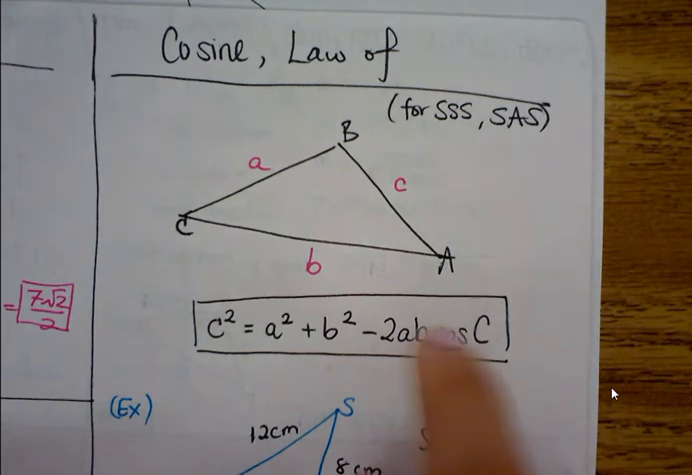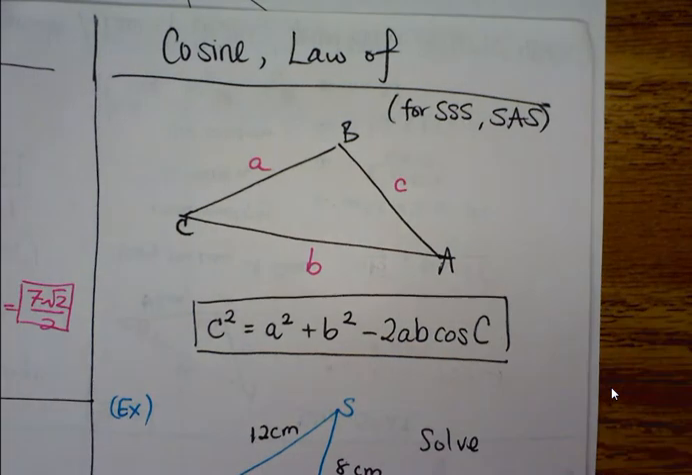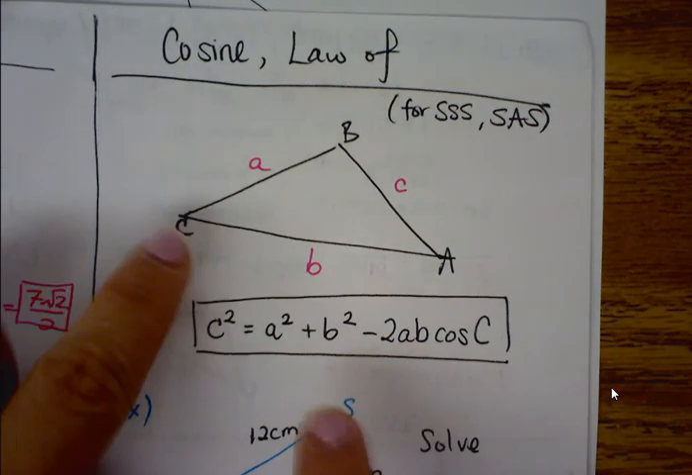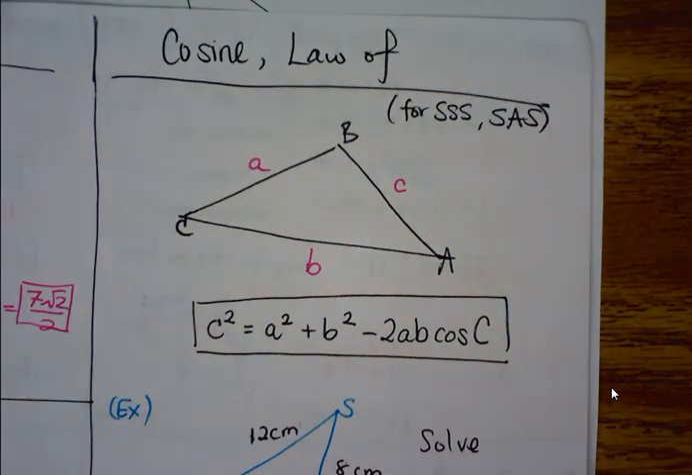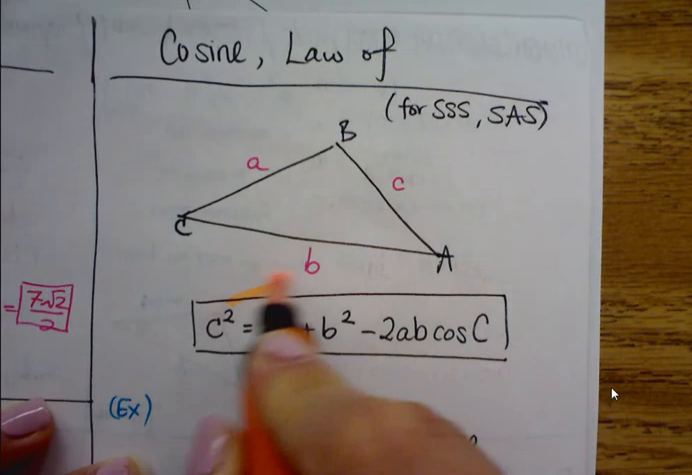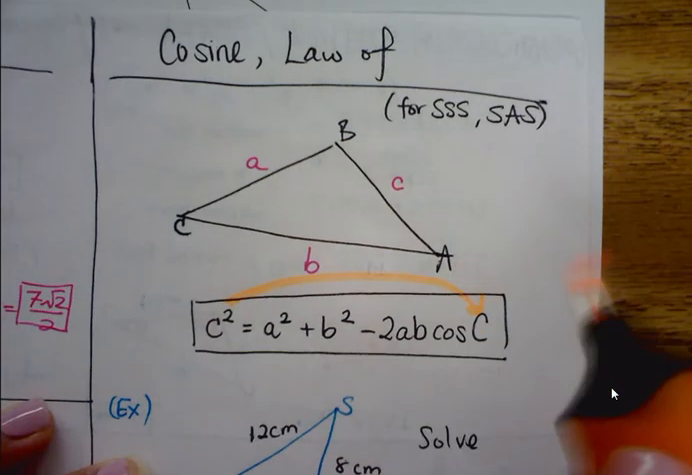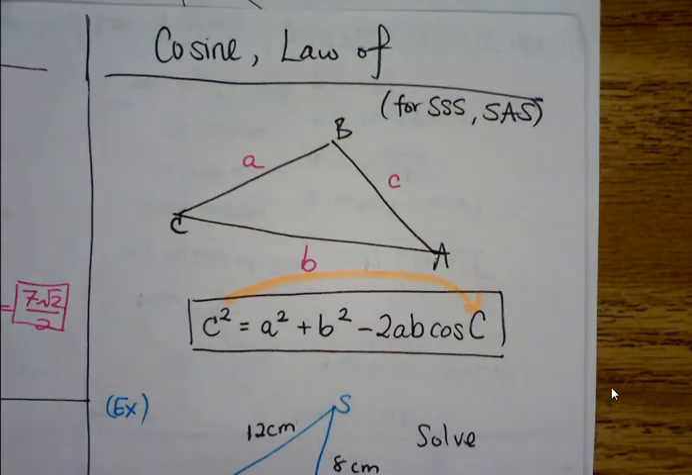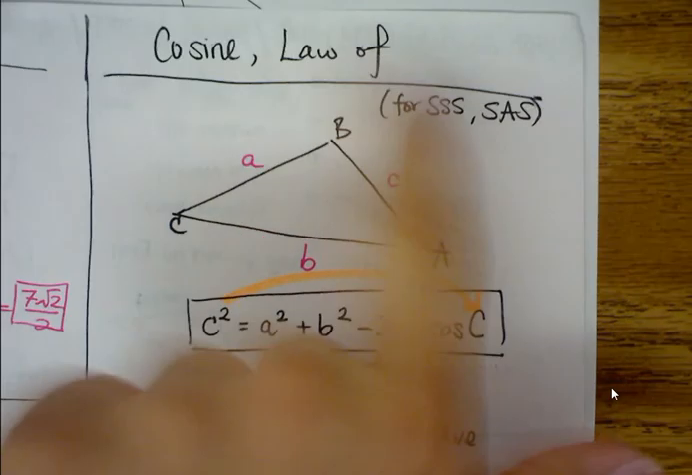What's the important part about a, b, and c? Does it matter who's actually called a, b, and c? No, but what matters is that this c is a side that's across from that angle c. Okay? When do we use law of cosines? For SSS and SAS. Okay?